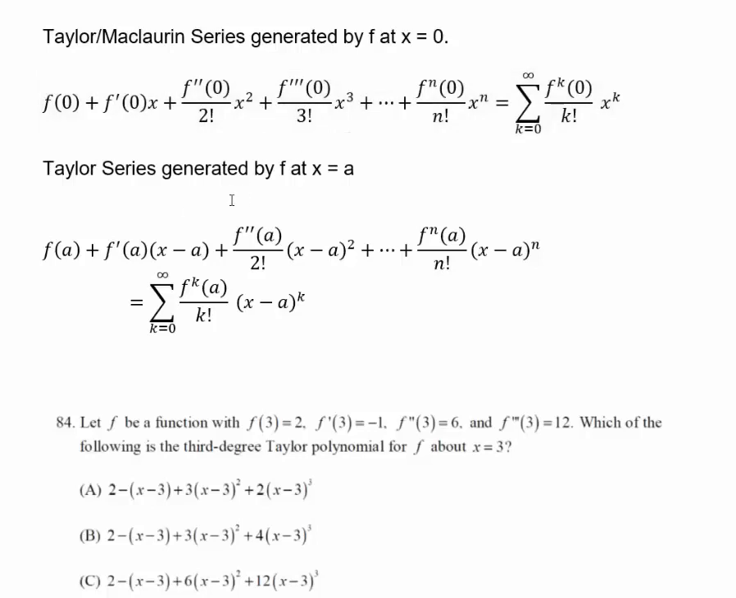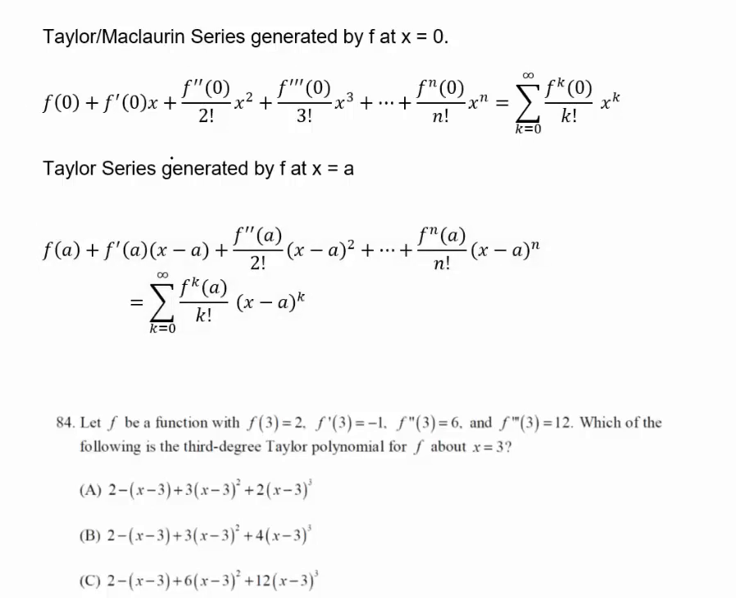And then the Taylor series generated at x equals a. So a is going to be something that's not 0. You get the function value at a, and then the first derivative of a, x minus a to the first over 1 factorial, second derivative of a, x minus a squared over 2 factorial, etc., etc., etc.